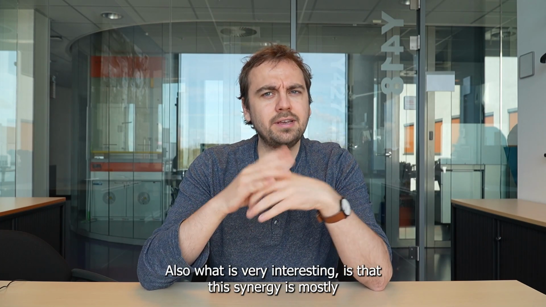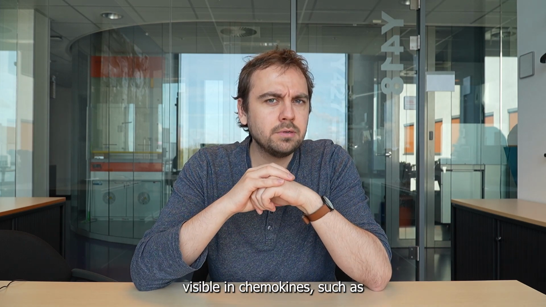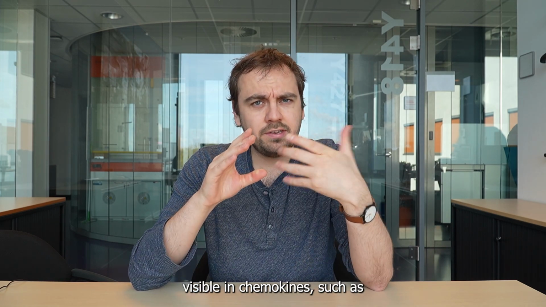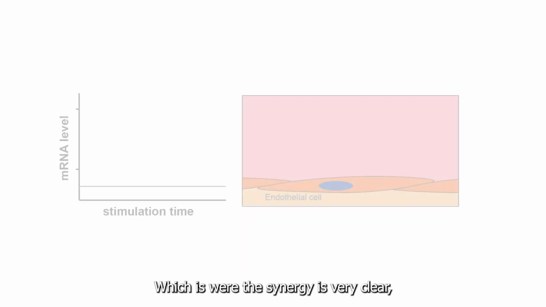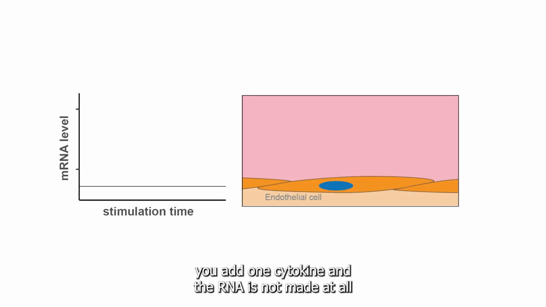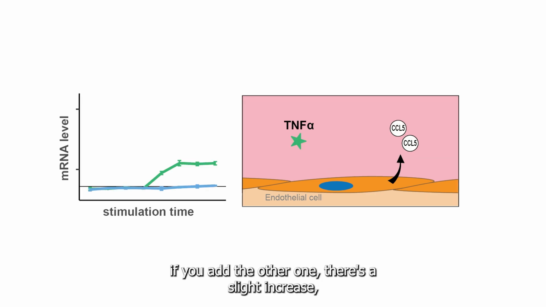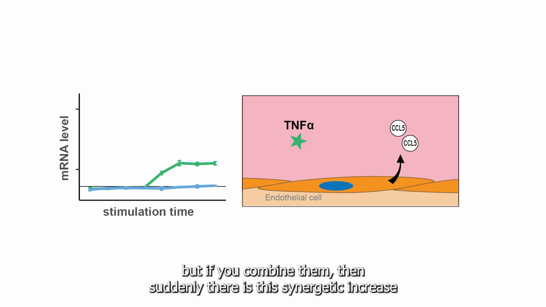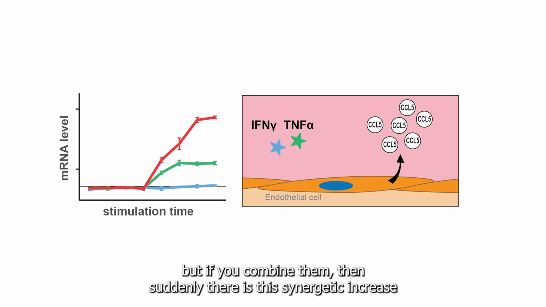Also, what is very interesting is that the synergy is mostly visible in chemokines, such as CXCL5 or CXCL10. Which is where the synergy is very clear. If you add one cytokine, the RNA is not made at all. If you add the other one, there's a slight increase. But if you combine them, then suddenly there's this synergetic increase.